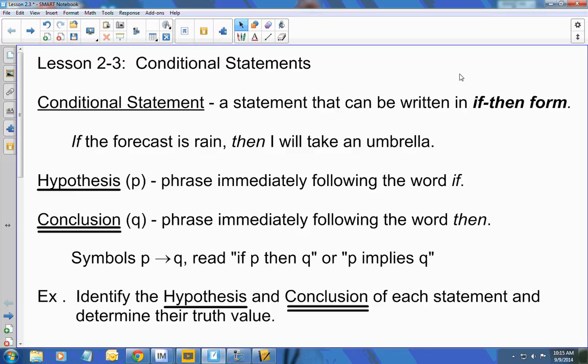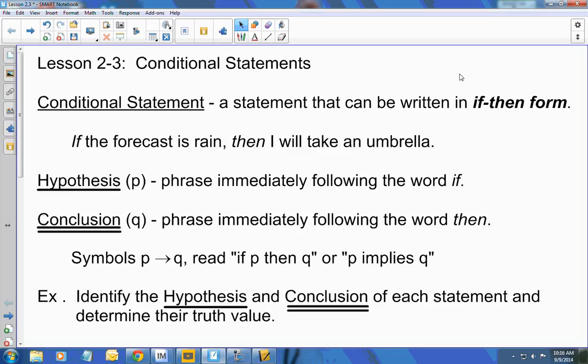And then the disjunction is two statements formed with the word or, and when is it true? One or both. Only one of them has to be true. The only time it's false is when they're both false. Okay. We talked about how to negate a statement, right? Give it the opposite truth value. So if it's true, then you change it and you make it false. Well, today we're talking about conditional statements.